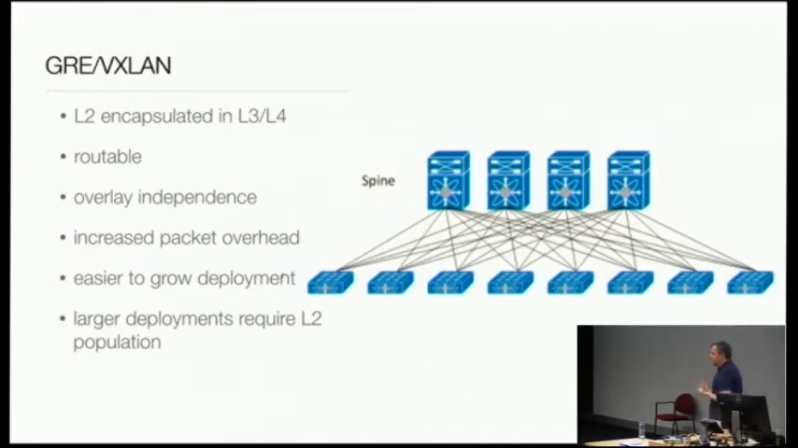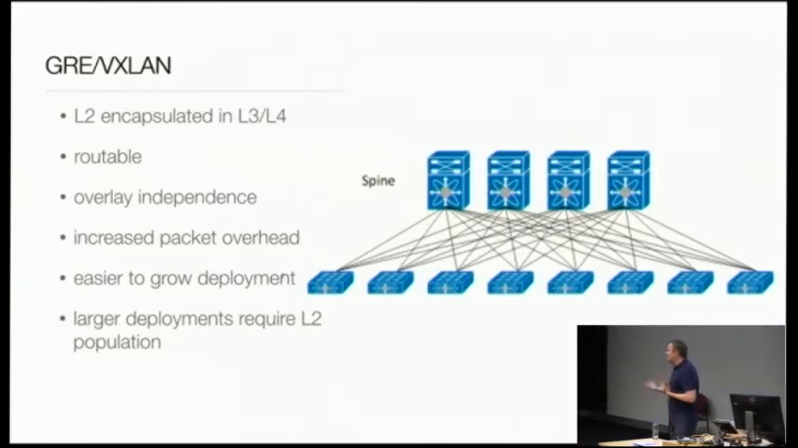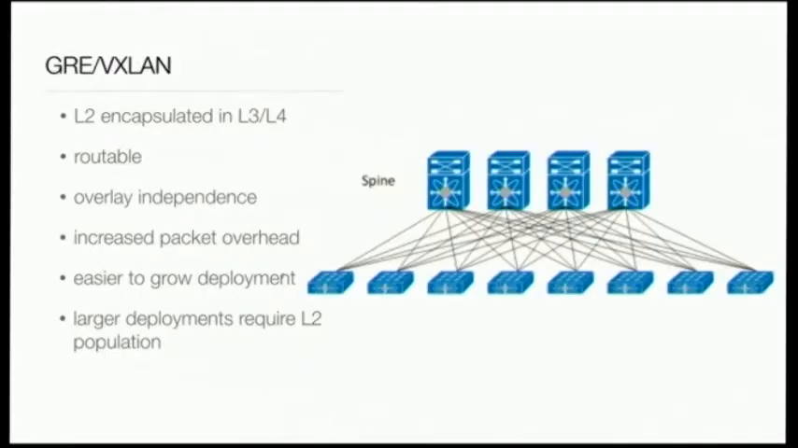There's a little bit of increased packet overhead when you add the VLAN tag. It's relatively small. GRE and VXLAN both have additional header information you have to add. It's easier to grow the deployment because you're not having a very large L2 domain. You can scale up each one of your routing domains. Typically, what you'll find when people deploy in this style is top-of-rack switching with a full mesh at the top.